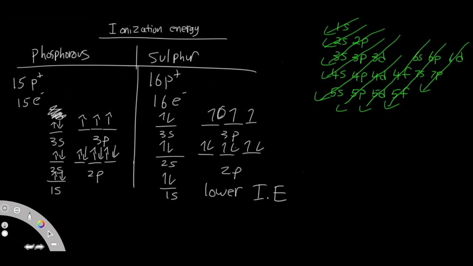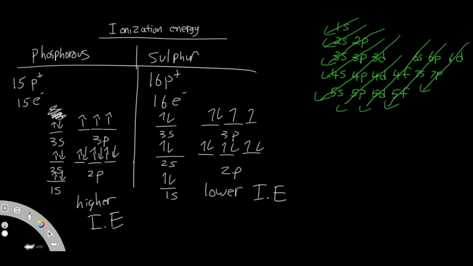Not a lot of energy is required to remove that electron from the outermost orbit. Remember, this is your valence electrons. This whole thing here is your valence electrons. This one here is the one that we want to get rid of. All right. Lower IE. This one's going to be higher IE.